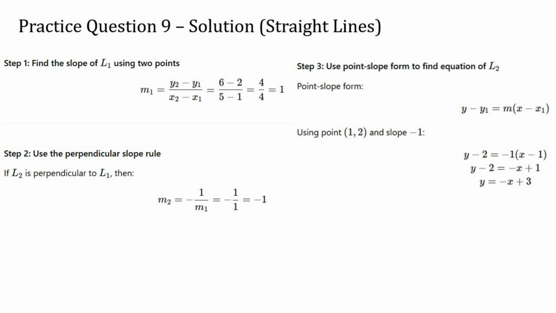Finally, we use the point-slope form of a line to build the equation of the new line. Since we now know the slope of the perpendicular line and the point it passes through, we plug both into the point-slope formula. Once we simplify that expression, we rearrange it into slope-intercept form, which is the format we're asked to provide in the question. The final result is y equals -x plus 3. This corresponds to option A.